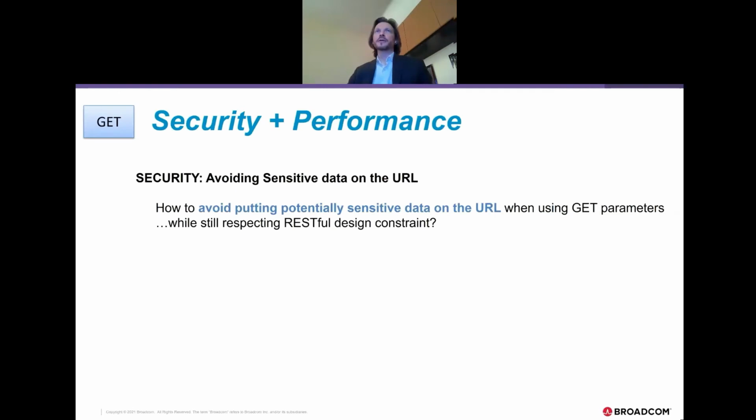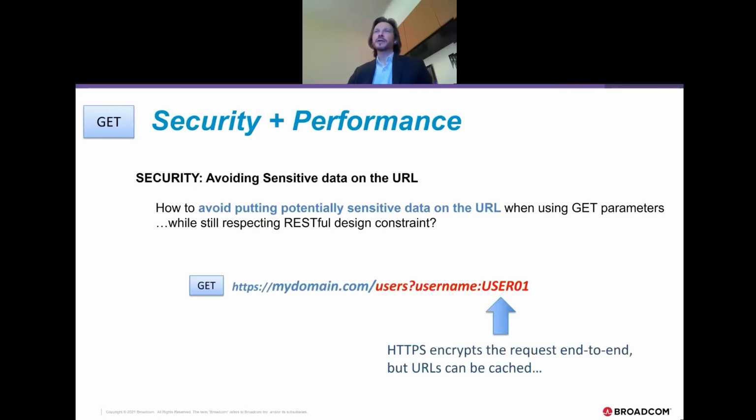How do I avoid putting sensitive data on the URL when using GET parameters? For instance, I may make a GET request to an endpoint like users, and I may want to supply a parameter like username, in this case, user01, and that information may be sensitive. While HTTP encrypts the request end-to-end, it's important to note that GET URLs like this can be cached in web server logs, your browser history, and so on.